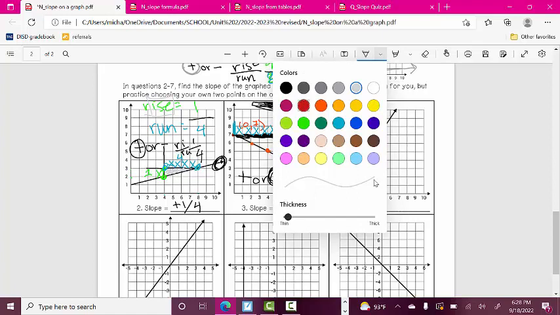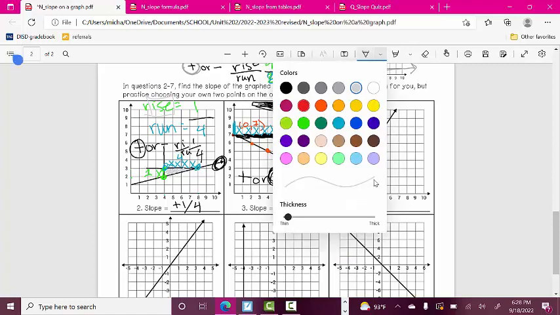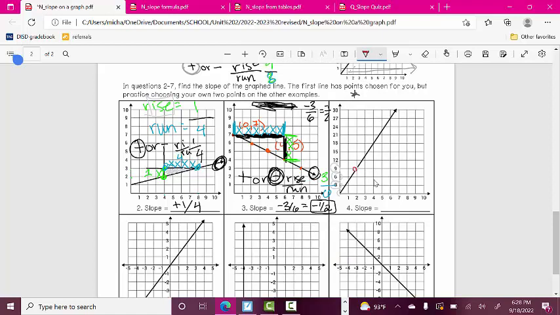Before we even do that though, we've got to pick 2 good ordered pairs. I see an ordered pair at 2, 9. And I see an ordered pair at 4, 18. So I've got one at 2, 9 and at 4, 18.